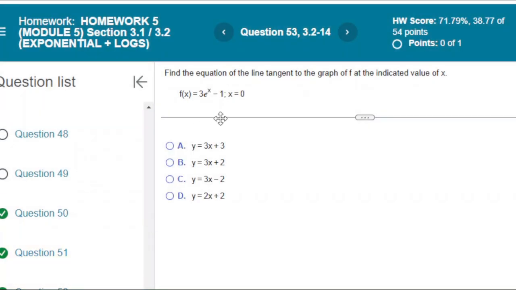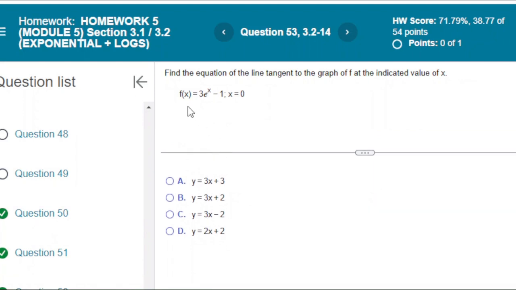Okay, this one is very similar to the one we did 2 problems ago. Find the equation of the tangent line at the indicated value. So you need to take the derivative, plug in 0. Also find f of 0, and then use the point slope equation.